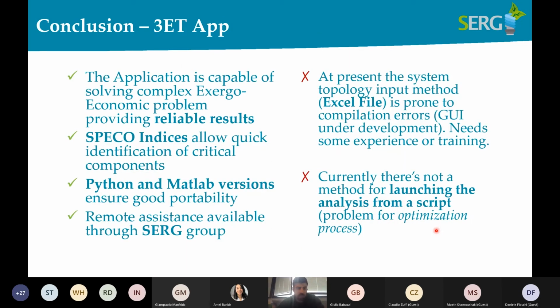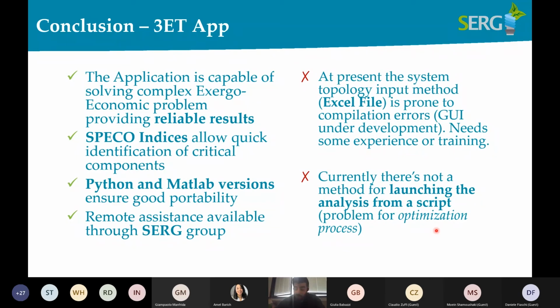So to conclude, this application is capable of solving complex Exergo-Economic and Exergo-Environmental problems, providing reliable tested results. It provides also the SPECO indices, which allow the identification of the critical components, and the app is available both in Python and MATLAB versions. And another good note is that we have got remote assistance available through the SERCH group, and in particular from Pietro Ungar, who is the developer of this tool.